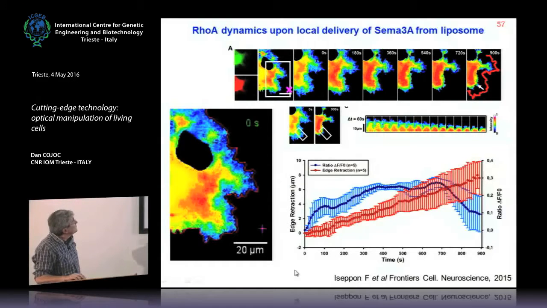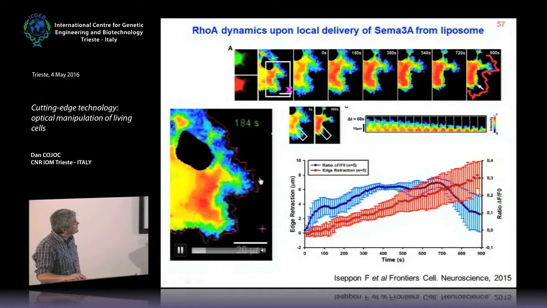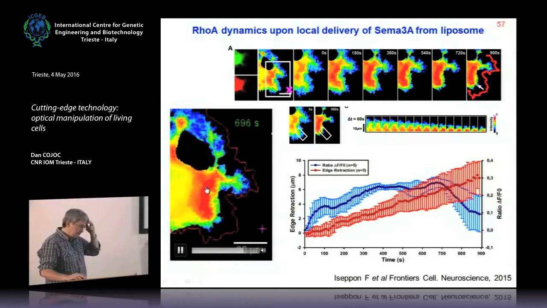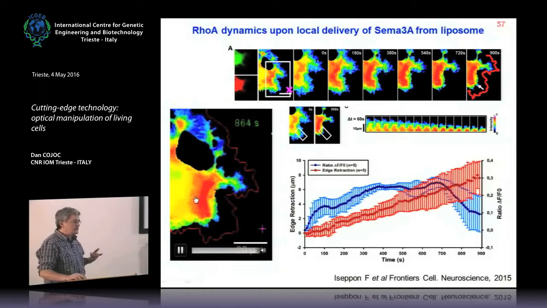Okay, so the results were obtained mainly by Federico Isepon and Luisa Napoletano, who were the main players in this paper, on Rho dynamics. So we open the delivery of semaphorin from the liposome. You have here the cell, and here is a liposome, and this is a sequence, and here is a movie, basically. So you have the border of the cell at the beginning, and then what you see is the ratio signal indicating the RhoA activation.